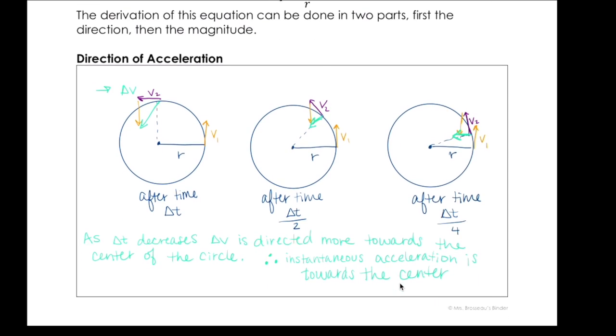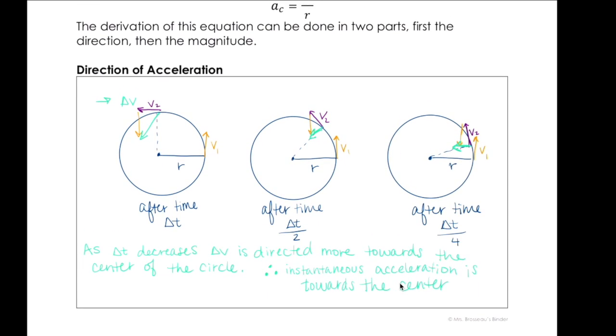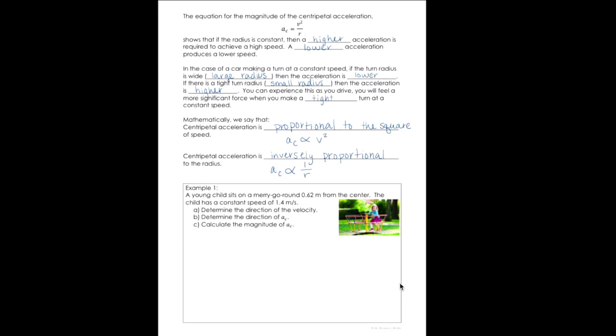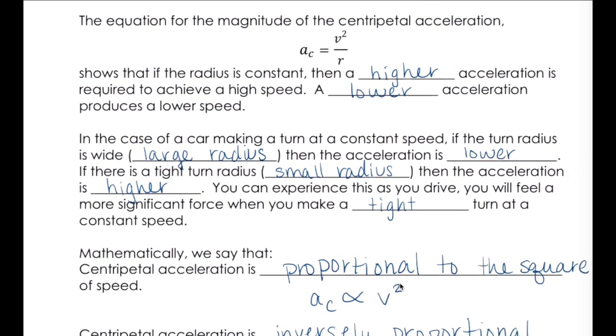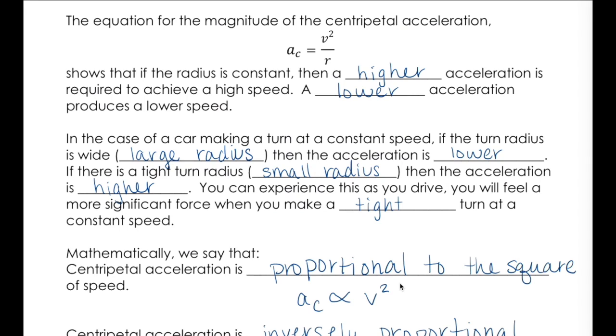So as delta t decreases, the delta v is directed more towards the center of the circle. This is a key thing here: if you don't draw out this whole thing, at least write down this last bit. The instantaneous acceleration is towards the center during any type of centripetal motion.